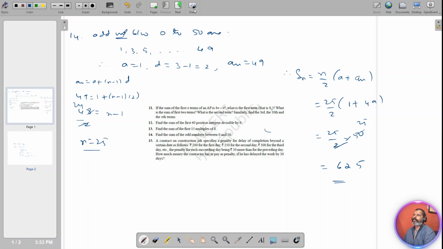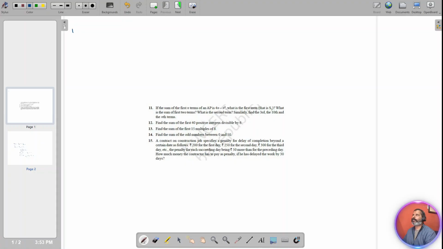So we can see the last question, the 15th one here, and it looks very big in the number of lines in the question, but it is very easy to read. A contract on construction job specifies a penalty for delay of completion beyond a certain date. Means some job is given as a contract, and they have to complete it by the said time. If not, there will be a penalty laid. Like how? 200 rupees for the first day, 250 rupees for the second day, 300 for the third day, like that. It exceeds by 50 rupees more than the preceding day. How much money is the contractor to pay as a penalty if he delayed the work by 30 days?